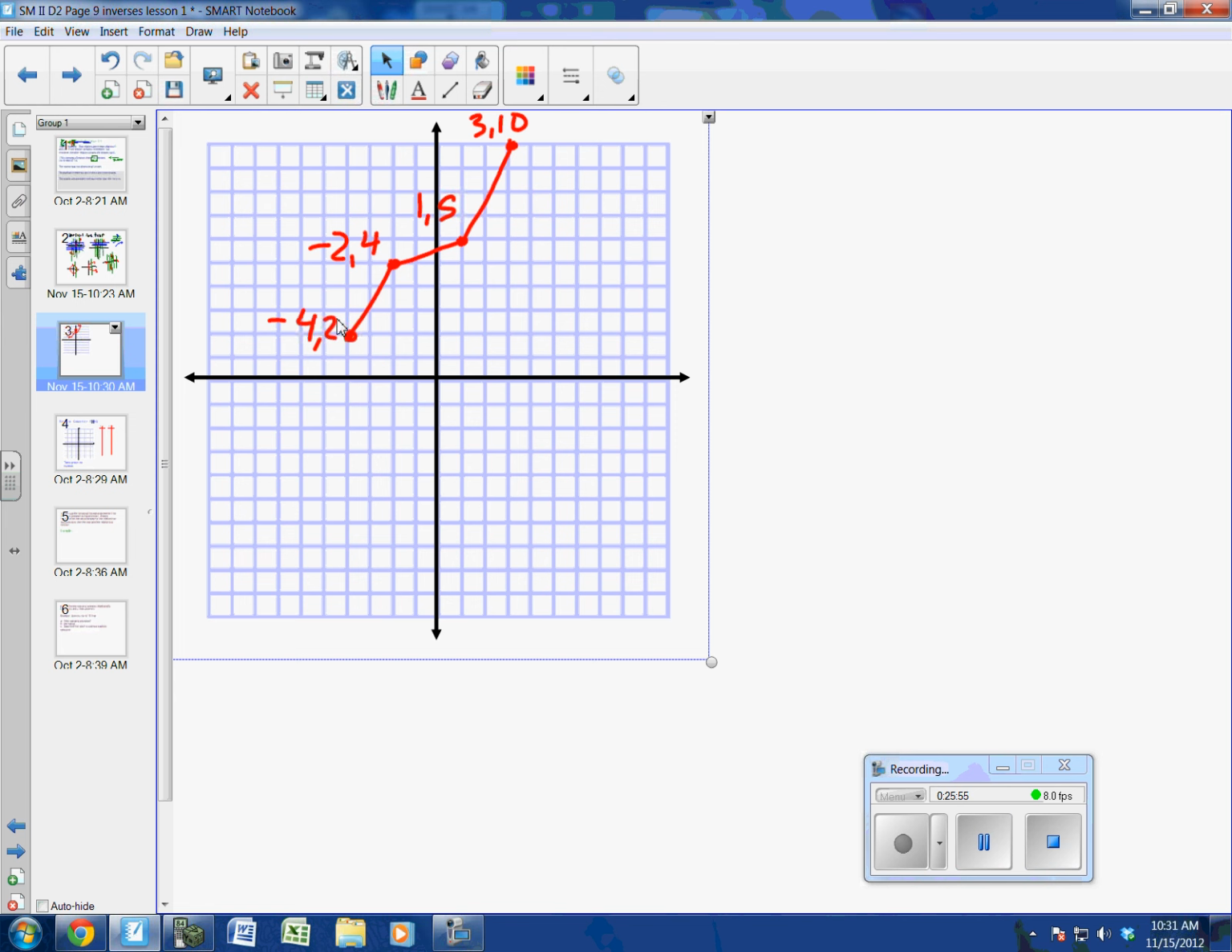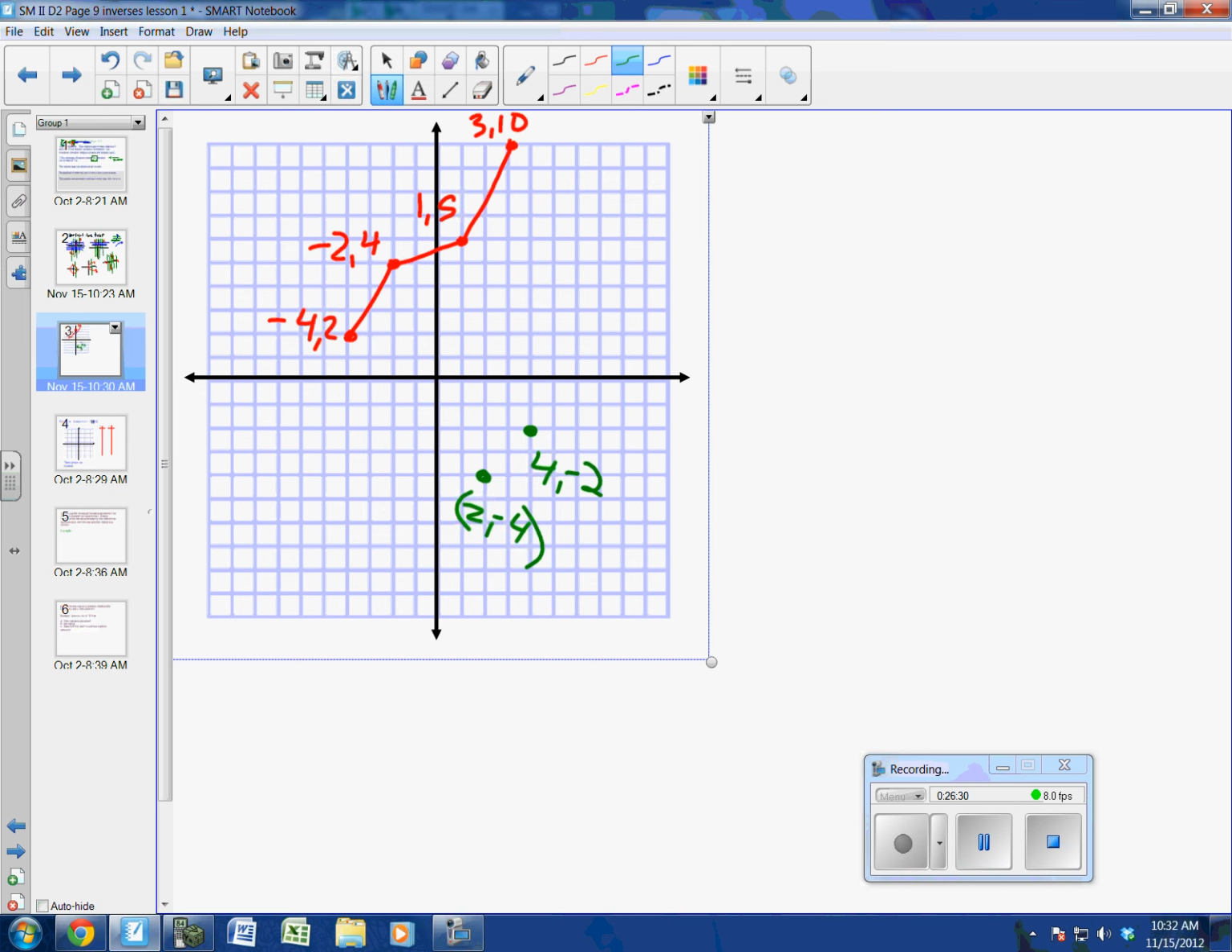Everybody, you just switch, you don't switch whatever sign they are. So if we switch negative 4 comma 2, it becomes what, everybody? 2, negative 4. So we go to the right 2 and down 4, and we put a point right here at 2 comma negative 4. What does this one become, you guys? 4 comma negative 2. We got that?